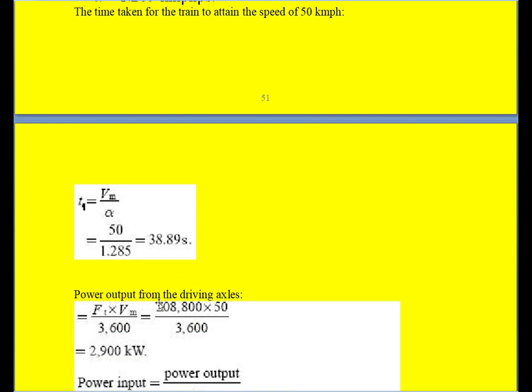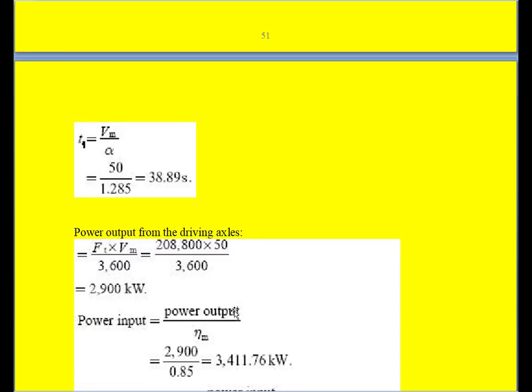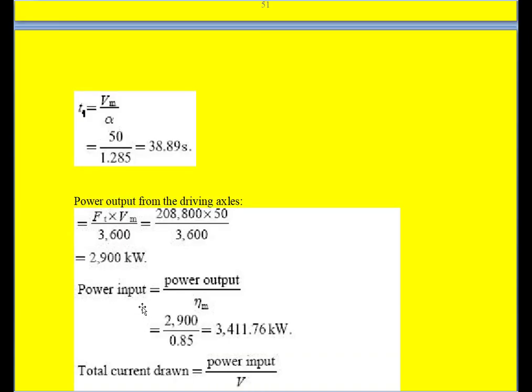Next, power output at the driving axles. We write the equation: Ft into Vm divided by 3600, where Vm is in kilometer per hour. Ft we just calculated, that is 2,08,800, into Vm, 50 kilometer per hour, divided by 3600. So finally we get 2900 kilowatts as the output power at the driving axles.